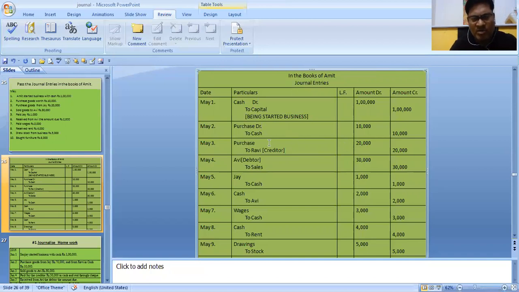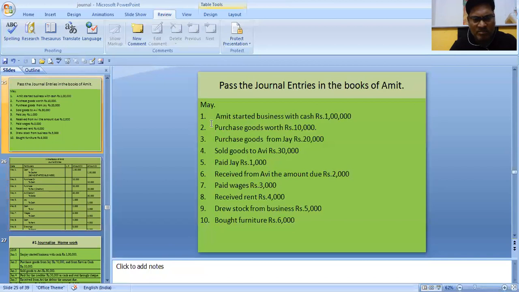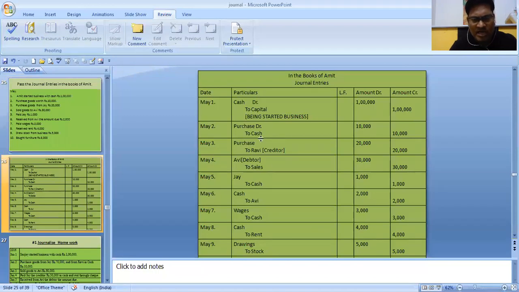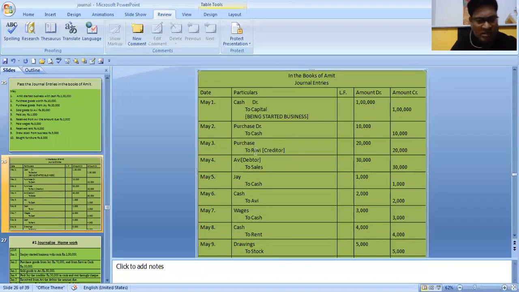Third case, purchase from Jay. Purchase from Jay will be what? Purchase account debit to Jay account. Jay is the creditor, so we are purchasing goods 20,000. Purchase to Jay. Clear? Purchase is debit, and Jay being a creditor, the giver of the goods, our creditor is increasing, that's why credit.